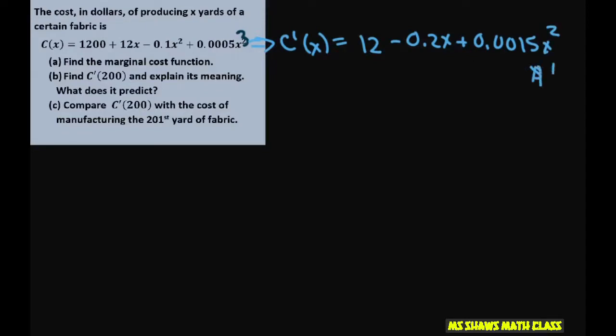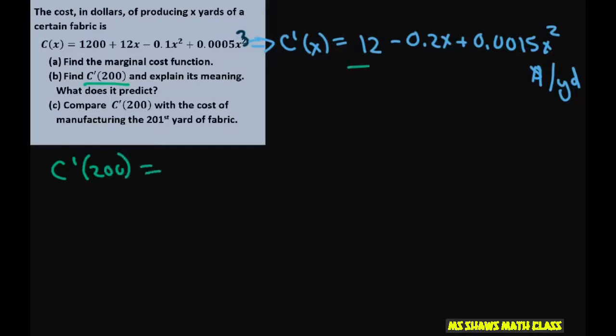So C prime of x equals 12 minus 0.2x plus 0.0015x squared, and that's dollars per yard. Now we want to evaluate this at C prime of 200 and explain its meaning. So we're going to do C prime of 200.